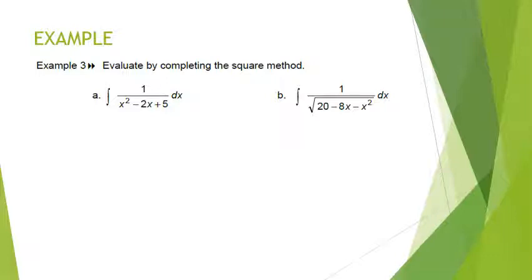Evaluate by completing the square method. Why do we use completing the square? Confirm, the equation cannot be factorized. So apa kita nak buat? Kita guna completing the square. So first step is completing the square dulu yang bawah tu. So saya ambil yang bawah. Okay, completing the square.